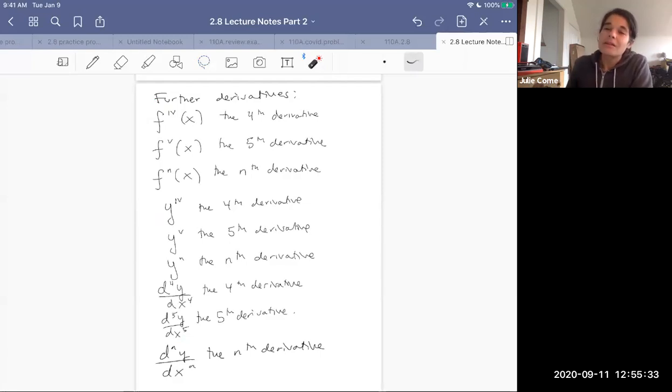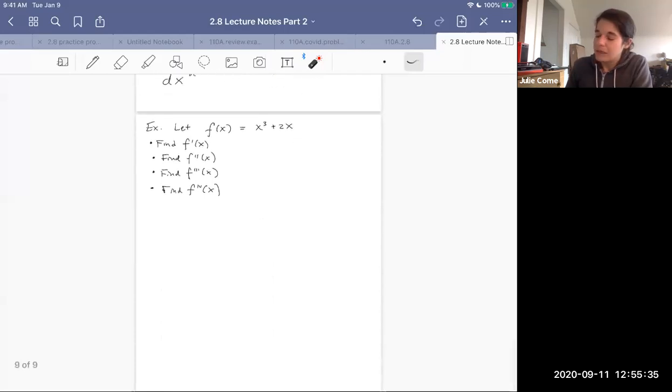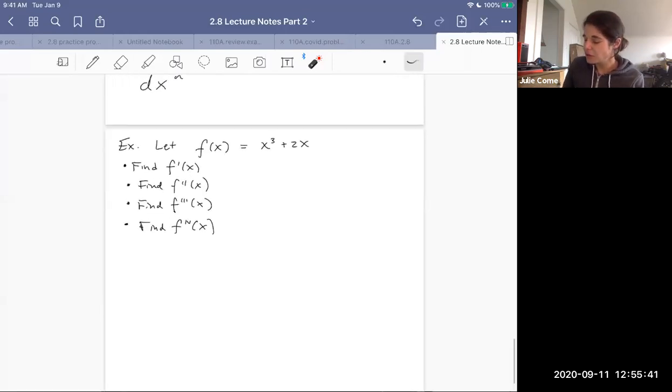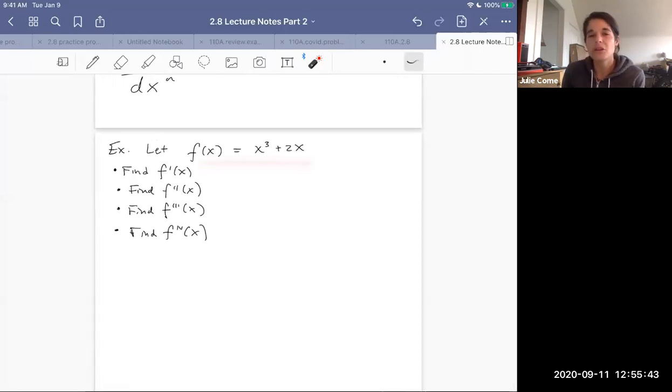All right, so let's look at one practice problem just to actually look at these higher order derivatives. We've been given a function f of x, happens to be a cubic function, f of x equals x cubed plus 2x. And we're asked to find f prime of x, f double prime of x, f triple prime of x, and the fourth derivative of f. All right, well, in order to find higher order derivatives, we start by finding the first derivative. So let's do it.